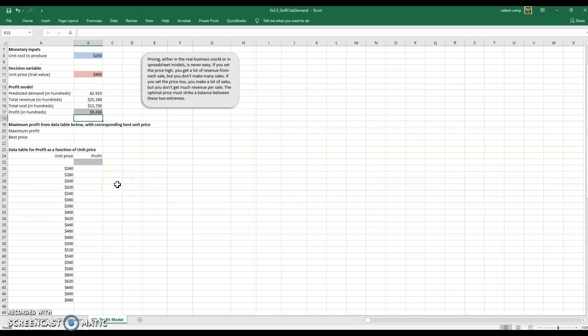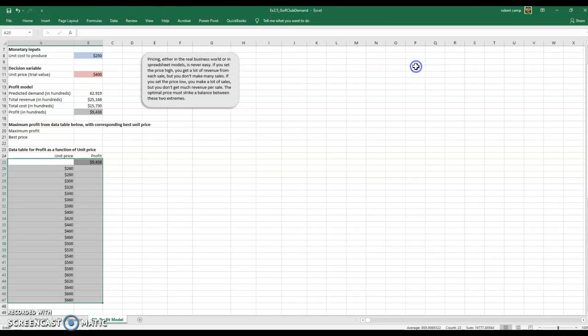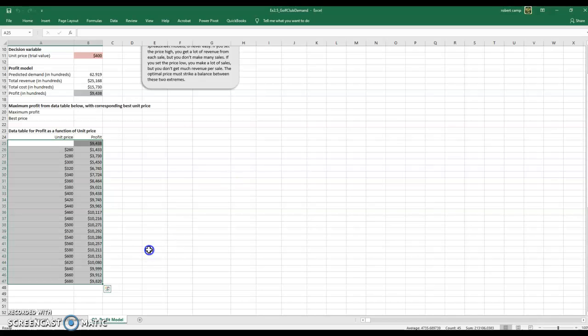So we're going to do a data table. Big surprise, data tables, especially in this class, I love them. So let's bring our profit down, profit in hundreds there, and we're going to do a one-way data table. So we're going to go to Data, because it's where all the fun stuff is. We're going to go to Data Table. It is going to be a one-way data table, column input because everything here is in the column. And so this is the unit price. So we're going to tell it, I want you to change this. And we hit OK. And there we go.